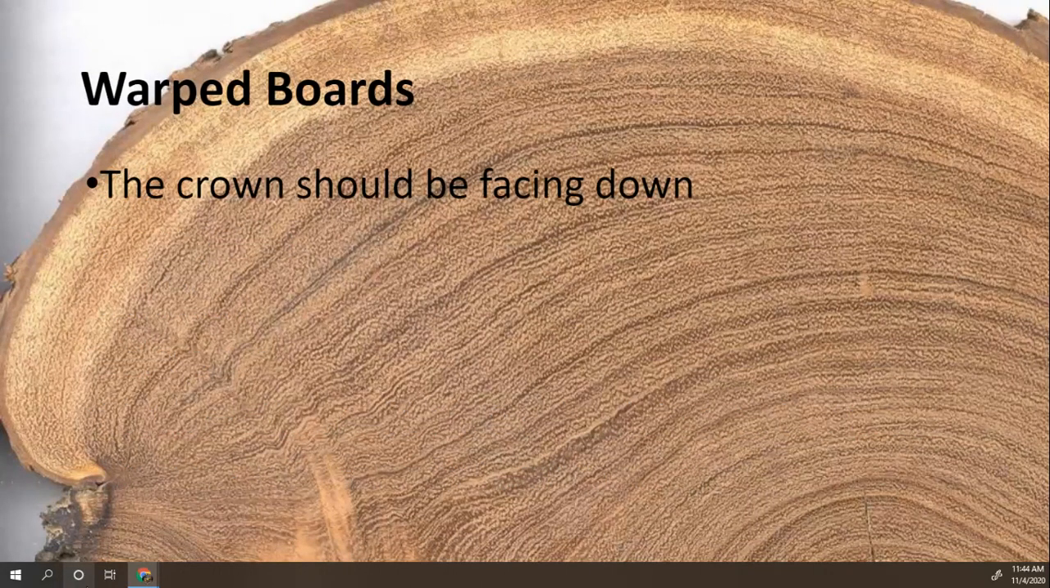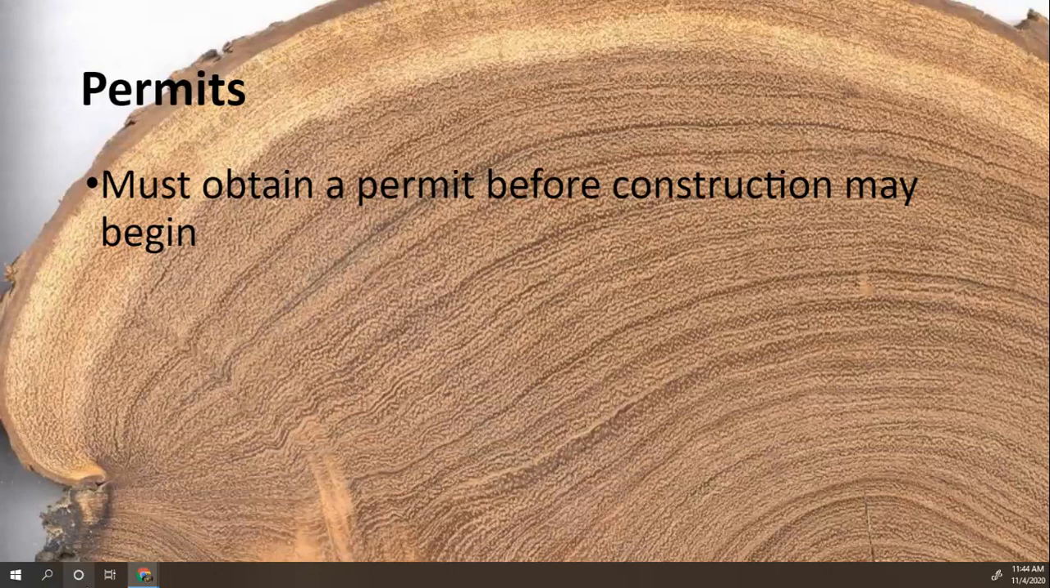Warped boards, you want the crown facing down, so you have a wood where it bows. You want that facing down, and that way you can nail the ends down to where it lays flat. Biggest thing, make sure you have any permits if you need any kind of permits before you build.